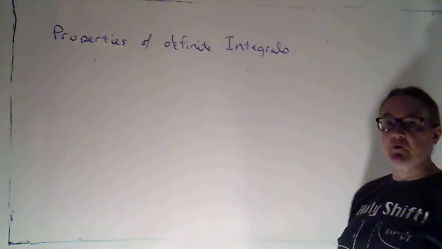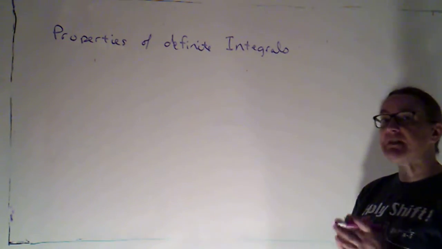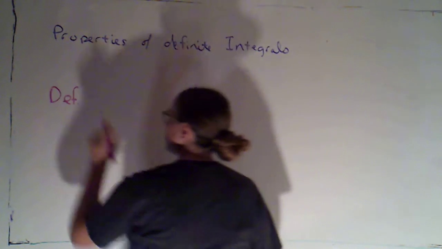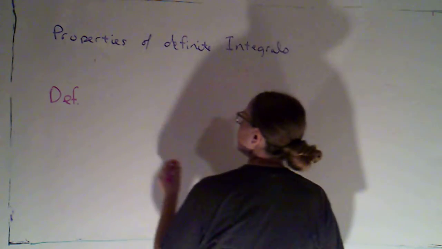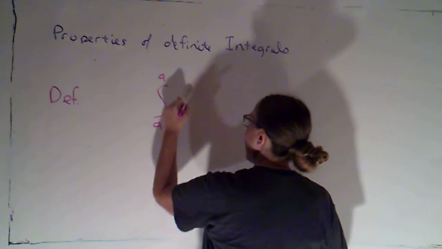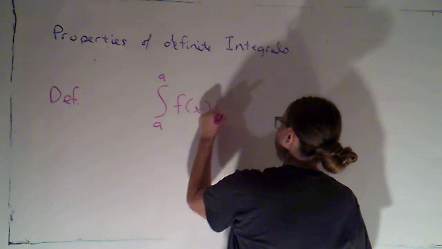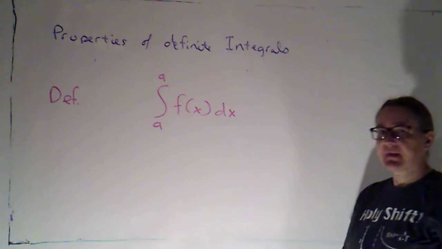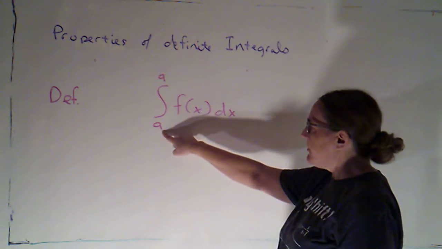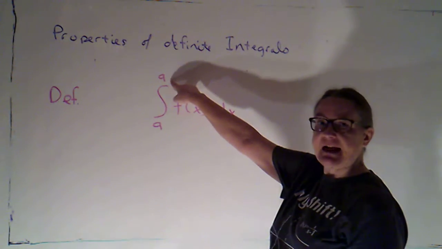Okay, so we're continuing our look at some properties of definite integrals. I'm actually going to give you two definitions right now. And these are in your book, but they don't have a number associated with them. If I take the integral from a to a of f of x dx, now that looks a little bit weird because this number and this number are exactly the same.